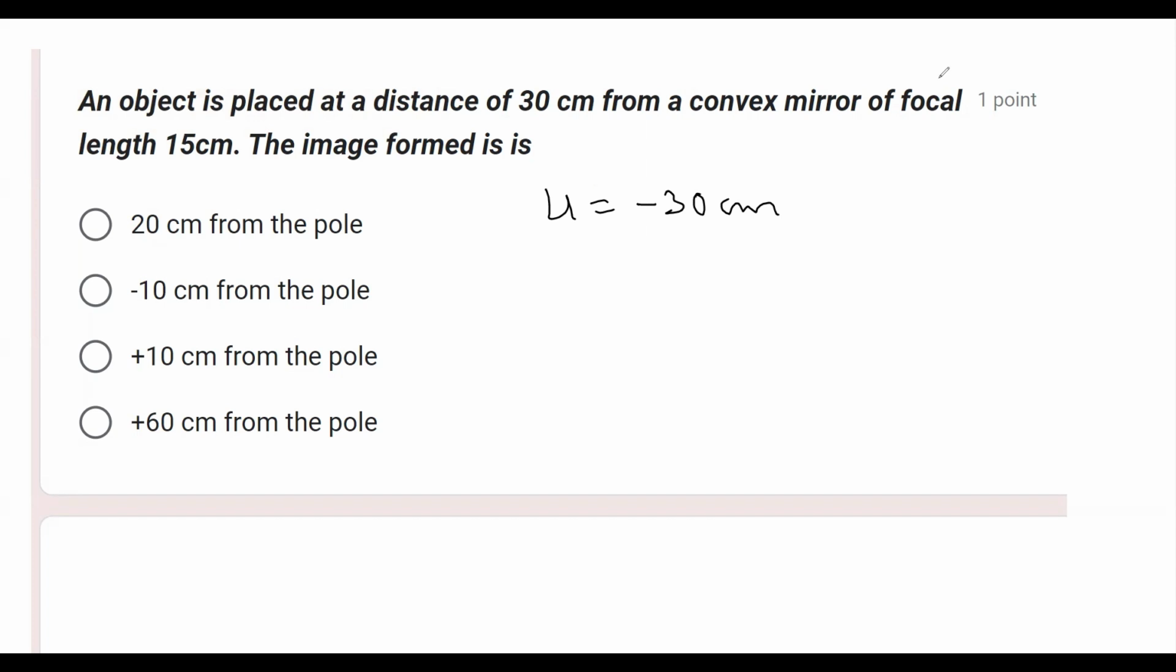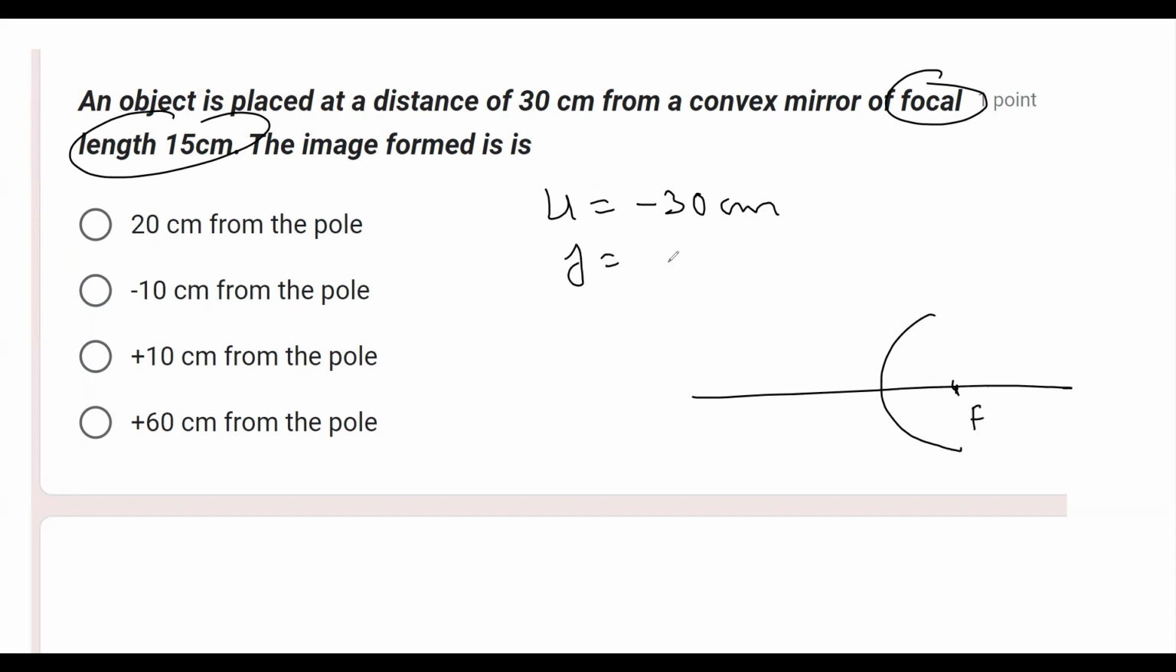Now further, we are given the focal length. As we know that for a convex mirror, the focal length is virtual, that is on the right hand side. That's why we are going to take the focal length. This is principal focus and this is the focal length. This should become positive 15 centimeter.